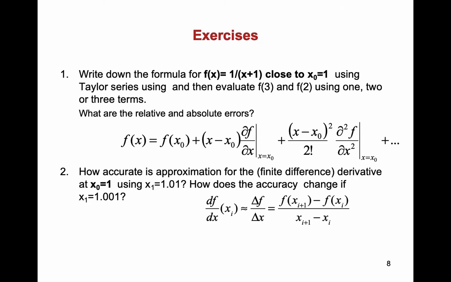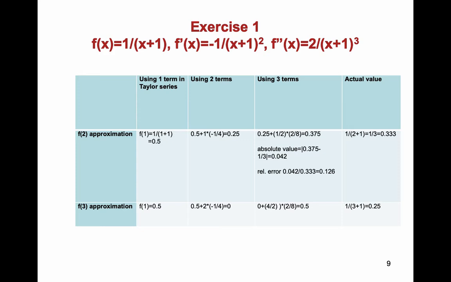Has it improved for adding the second term? Yes. How much? So I got 0.25, and that's definitely closer to 0.3333, right?